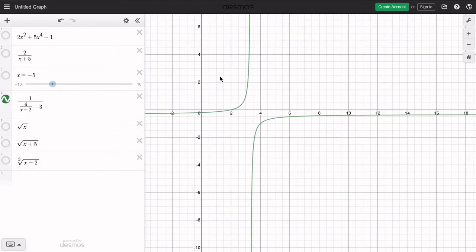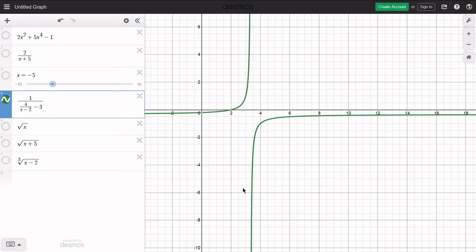What's interesting, however, is Desmos specifically makes a point of this point right here. Now this point is interesting because it looks like it's the x-intercept. However, this is not actually within the graph. That's because when x equals 2, we have 2 minus 2 is 0 in the denominator here. We can never divide by 0. And so we must exclude that value from our denominator.